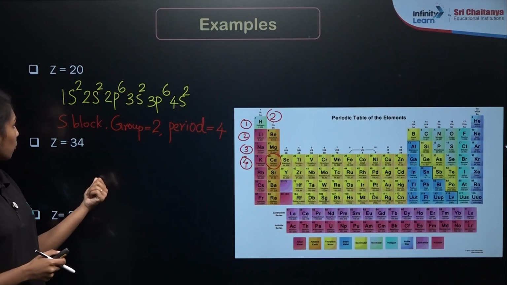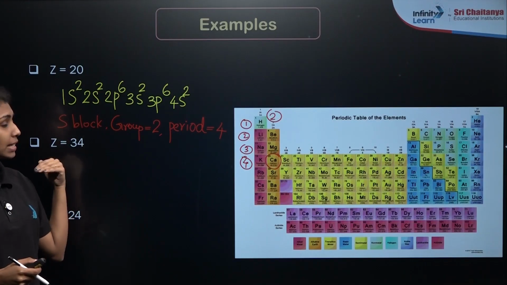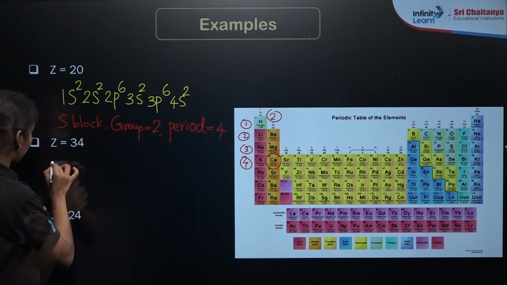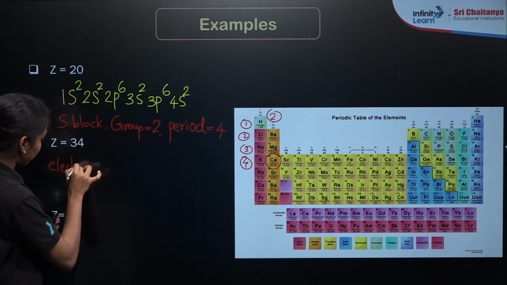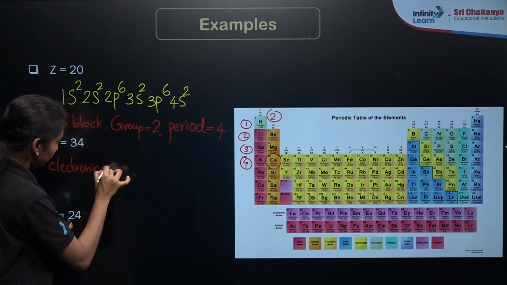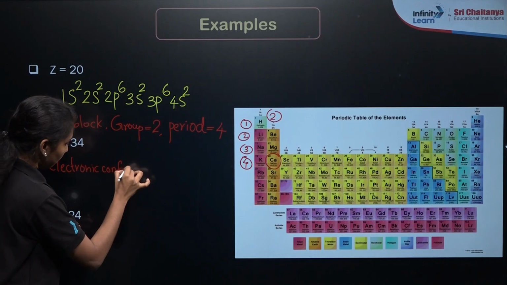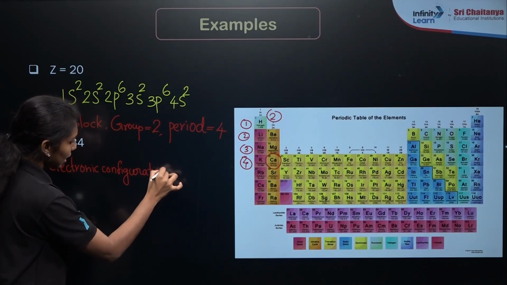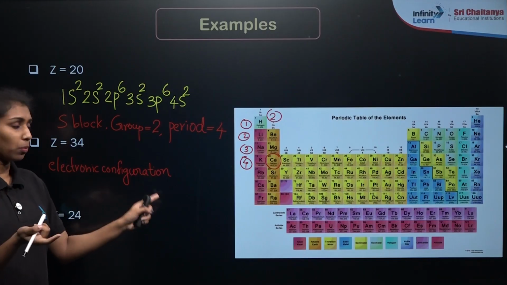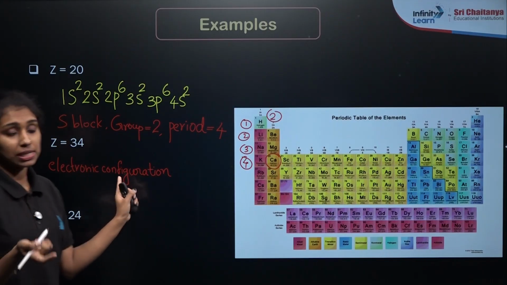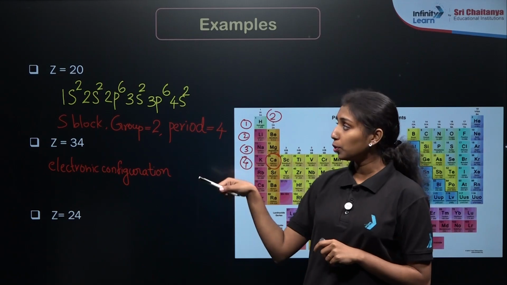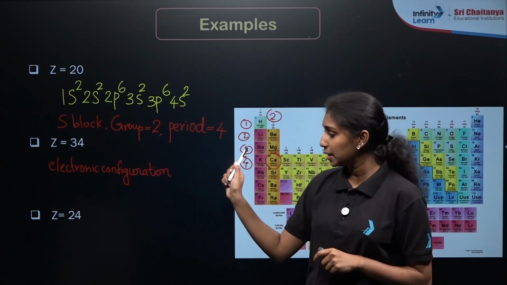Similarly, try to find out the position of the element Z equal to 34. Try to write down the electronic configuration first. First try to identify the electronic configuration. Then check where the last electron is entering, whether it is entering the P subshell, D subshell, S subshell or F subshell. Then find out the group number according to the block, and find out the period, right?